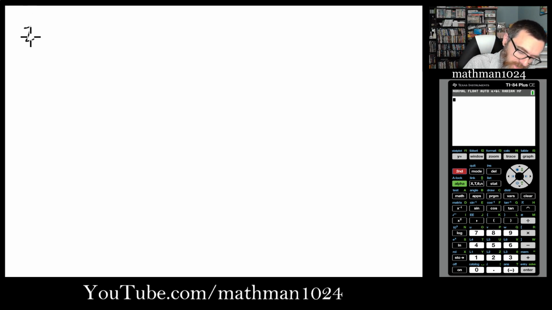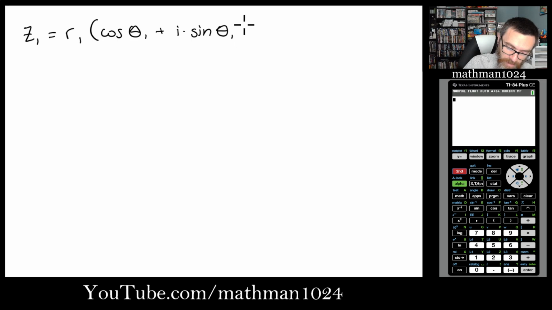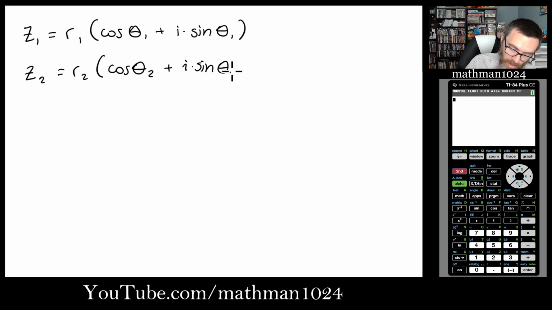Starting out, say you've got one complex number, and this is going to equal r sub 1 times cosine theta sub 1 plus i times sine of that same theta sub 1. And then if we have a second complex number with a different radius and a different angle measure, what's going to happen if I multiply or divide these?